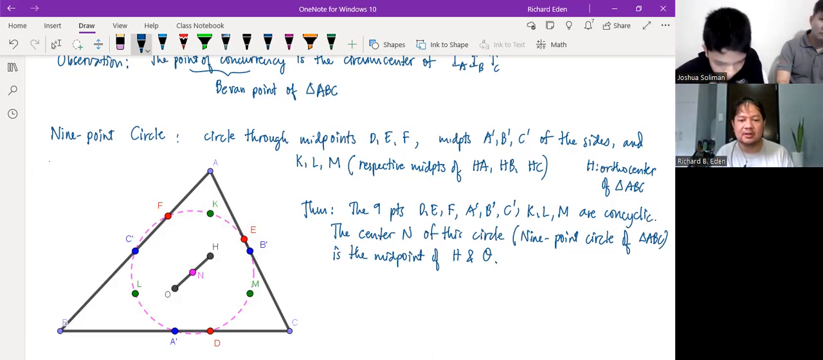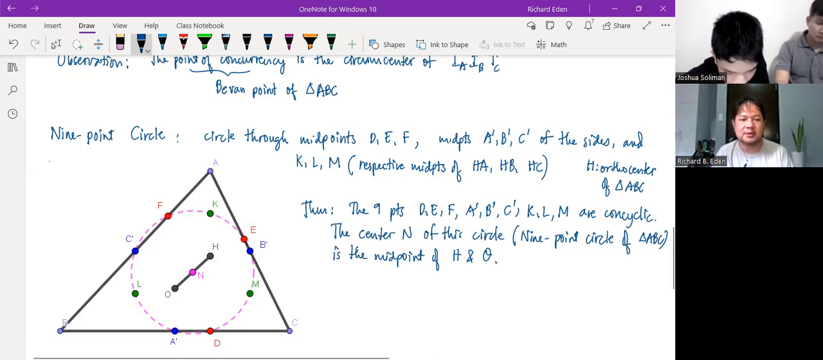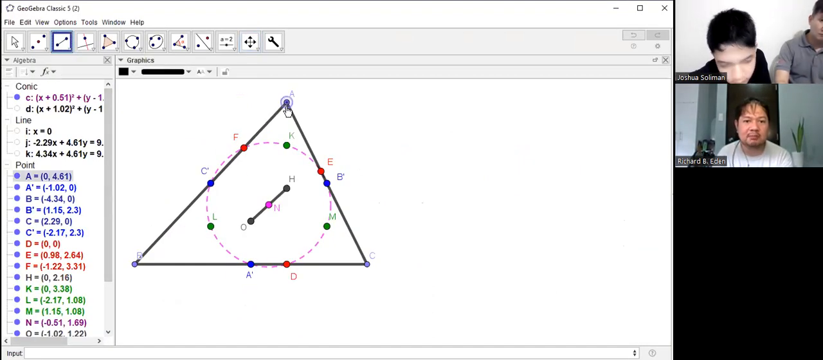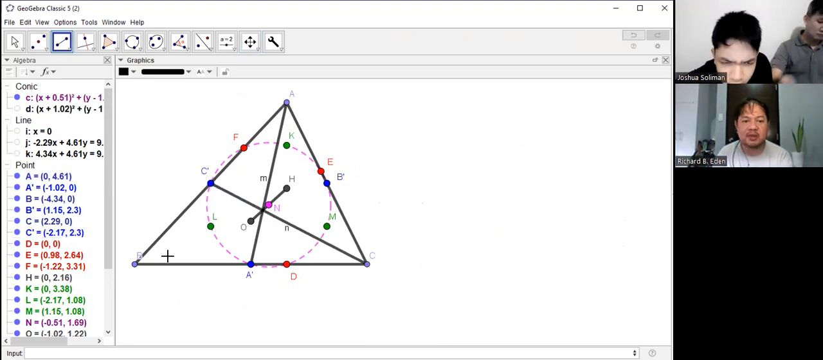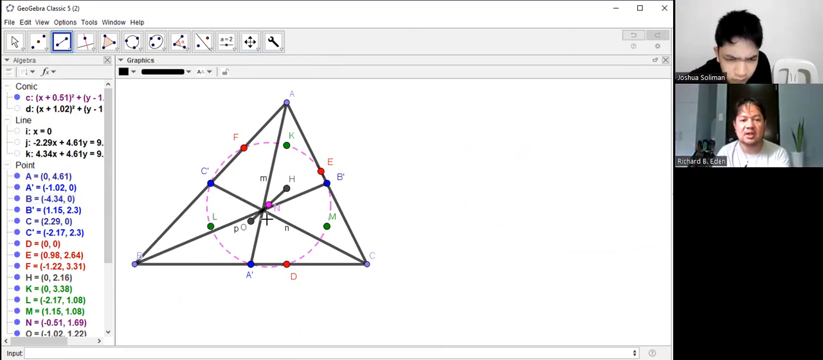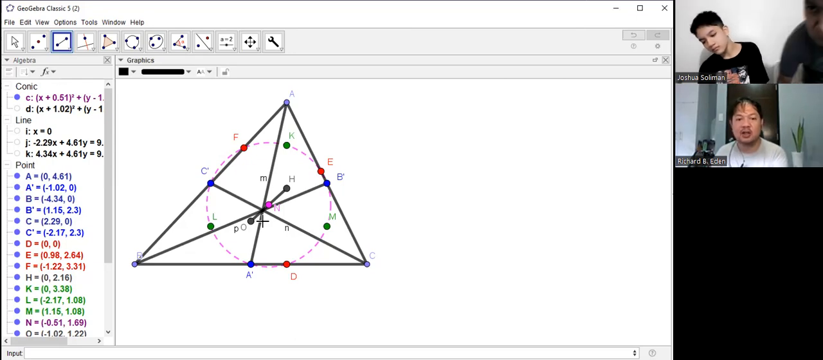So balik lang tayo quickly doon sa GeoGebra. Okay, because we already have the midpoints. If you look at the medians, A prime, C prime, and B prime, see their point of intersection. It's G, the centroid, and it's 1/3 of the way from O going to H. And then N, on the other hand, is half of the way through from O going to H. So you have those 4 points on the Euler line.